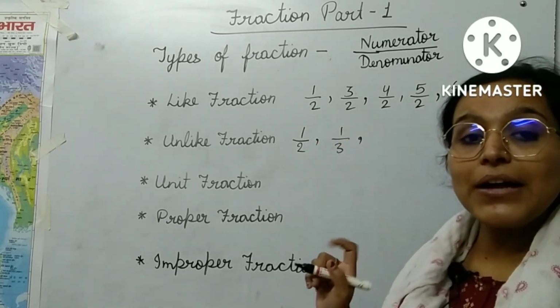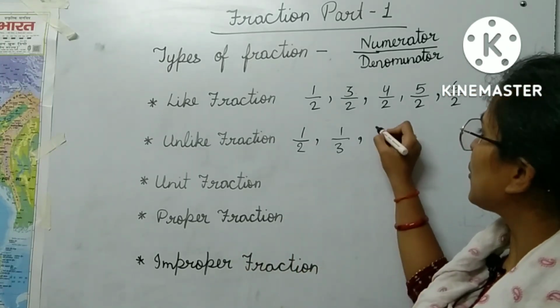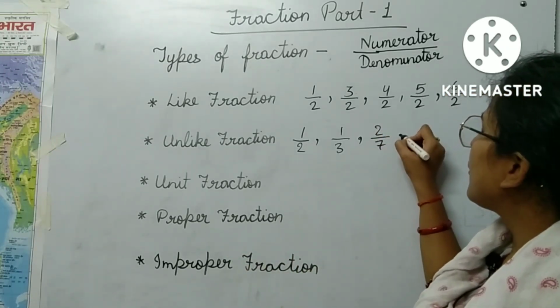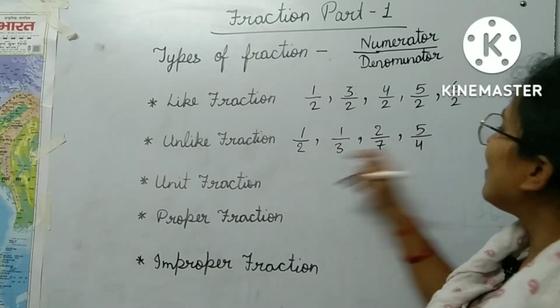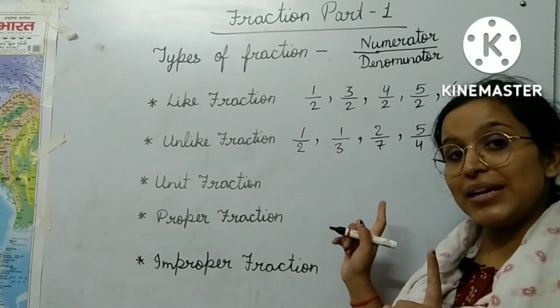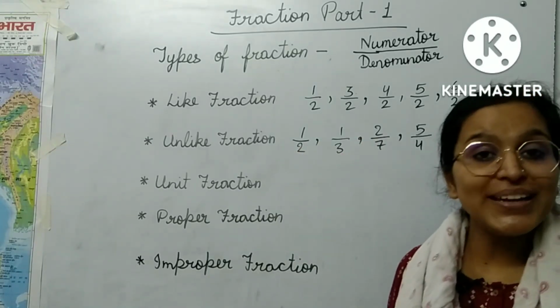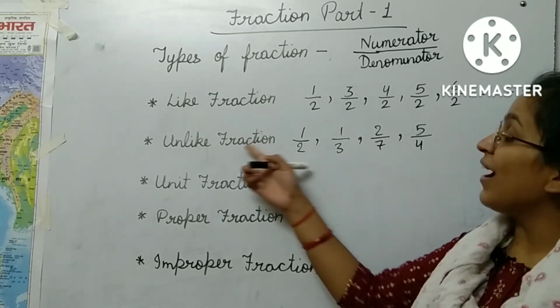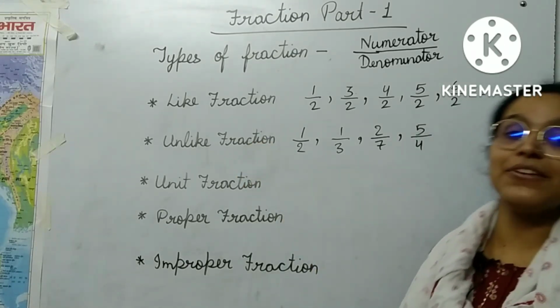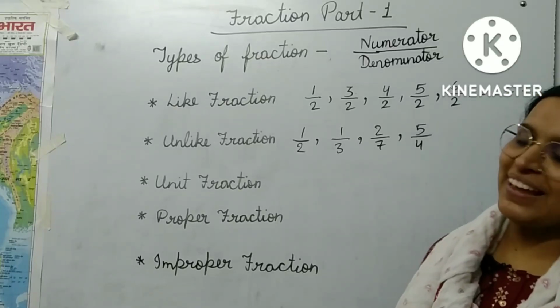In unlike fraction, the numerator can be anything, it is its choice. 2 by 7, 5 by 4, all have different denominators. Here we only notice the denominator, and the denominators are different. So what will we call it? We call it unlike fraction. Is it clear? Very good.